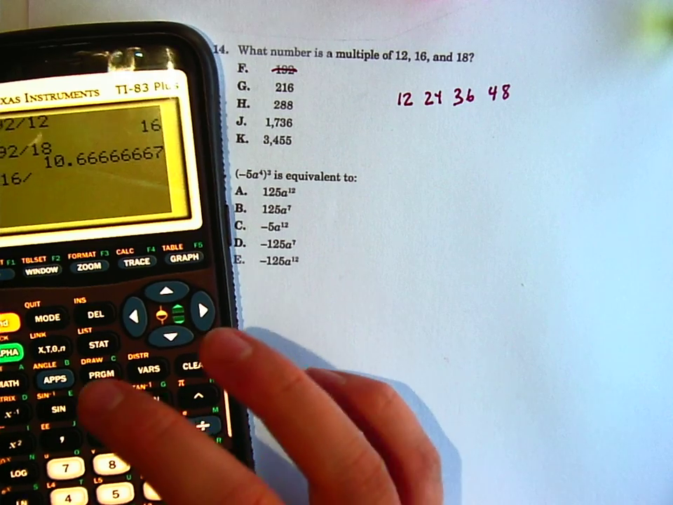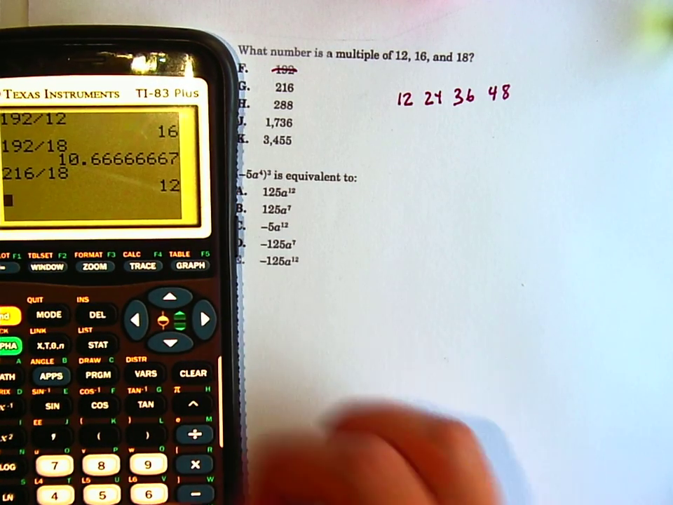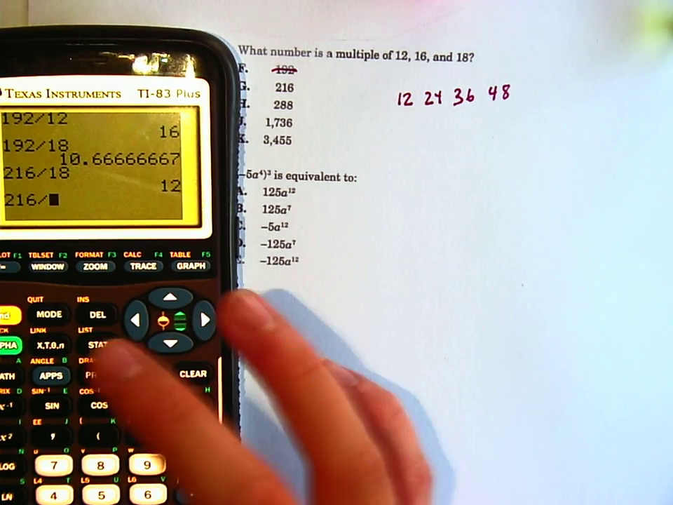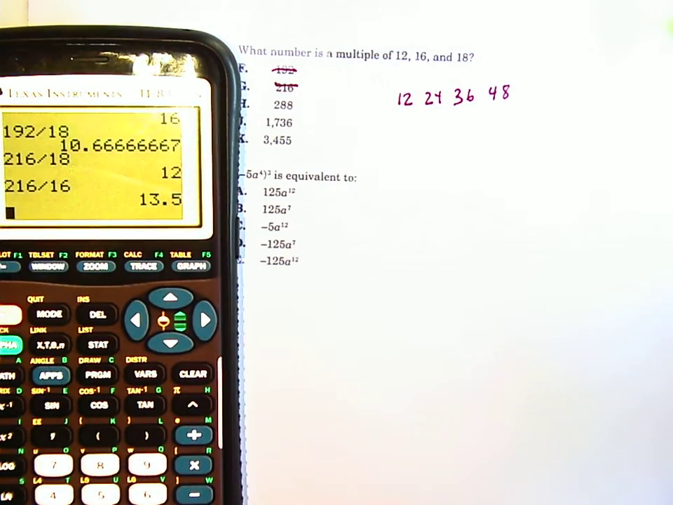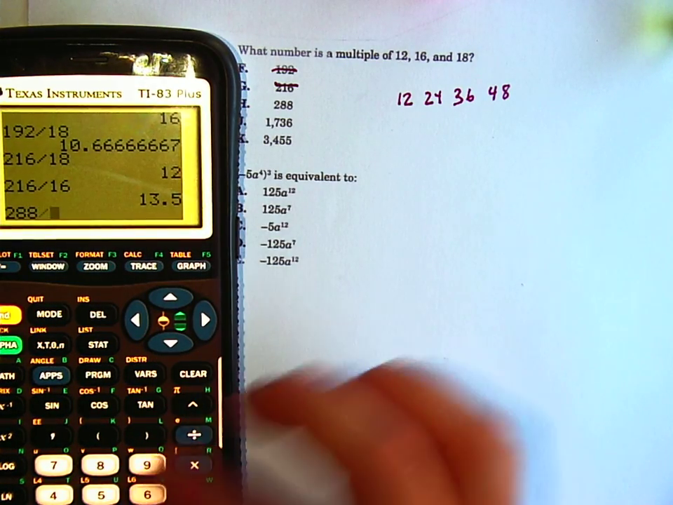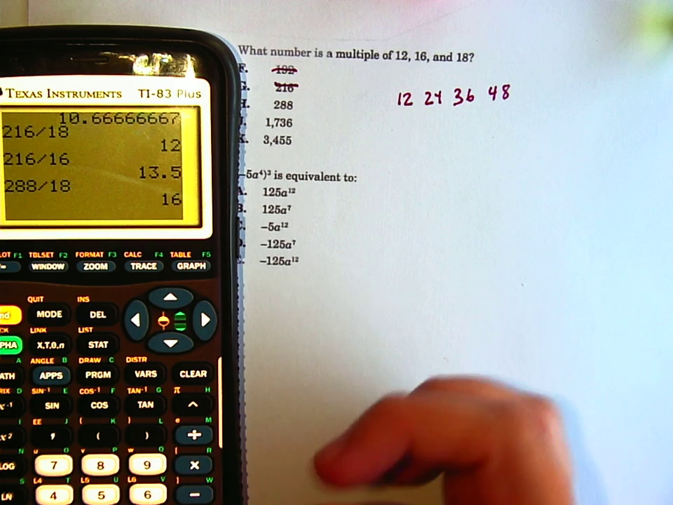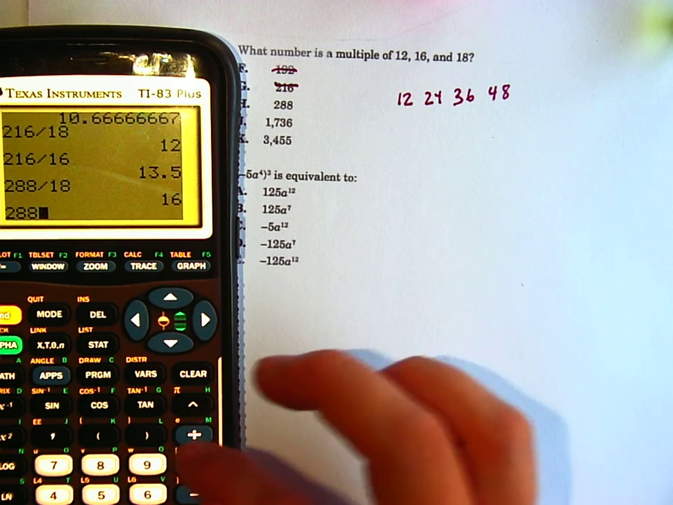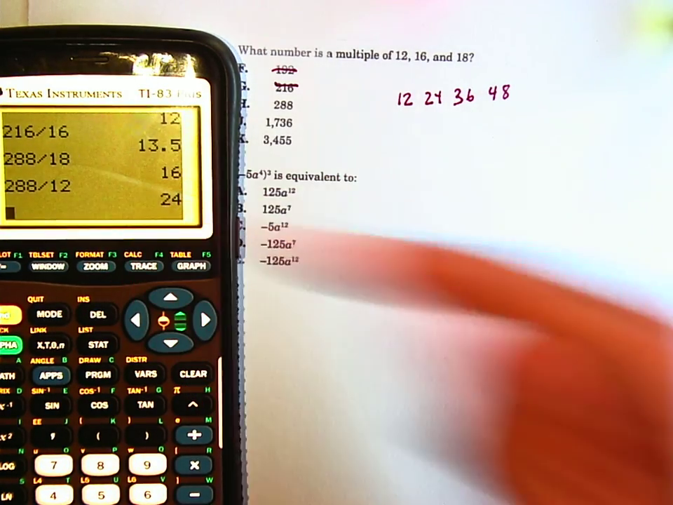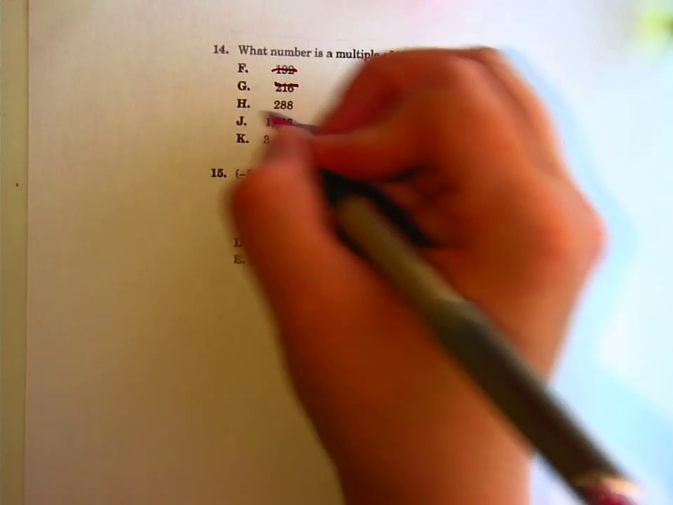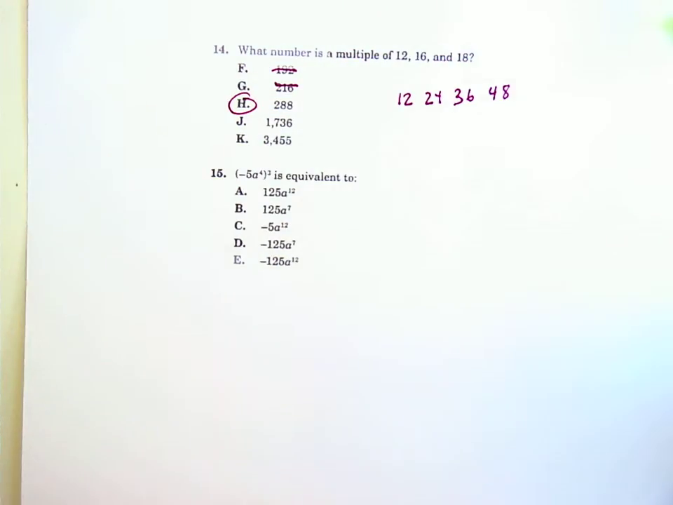216. I'm going to start with 18 this time. It worked, and it's 12. Awesome. So I know 12 works too, and if I divide by 16, nope, 13 and a half, not a whole number. All right, so 288 divided by 18 is 16, perfect, and 288 divided by 12 is 24. All right, so 18, 16, and 12 all go into 288. That means the answer is H.